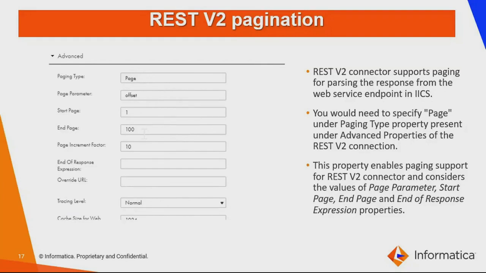Please note the page increment factor value that you provide here should be the number of records that are returned per API request. Say for example, if the GET call that you are configuring returns 10 records in the response when making the request, then you configure the page increment factor value as 10.